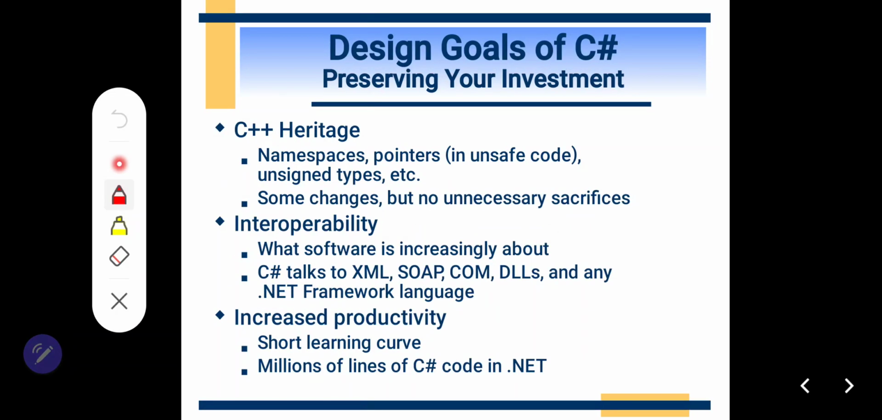Design goals of C#: preserving your investment. C++ heritage: interoperability, increased productivity. C# heritage: namespaces, pointers in unsafe code, unsigned types, and so on. Some changes but no unnecessary sacrifices. Interoperability is what software is increasingly about. C# talks to XML, SOAP, COM, DLLs, and any .NET Framework language. Increased productivity: short learning curve, millions of lines of C# code in .NET.